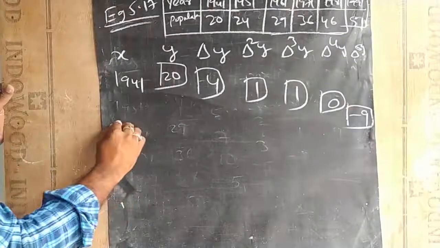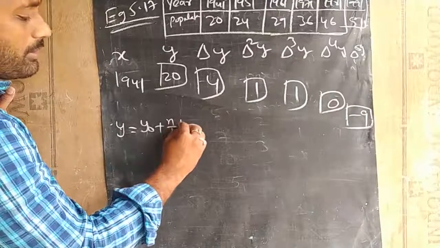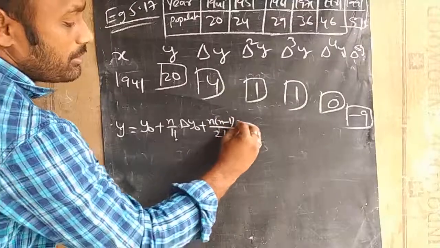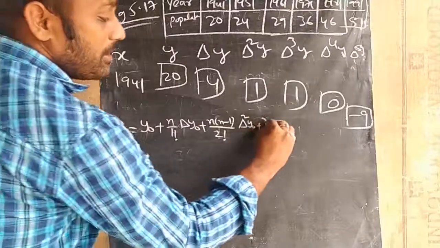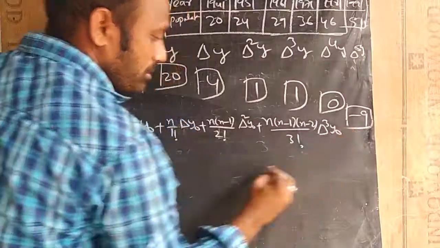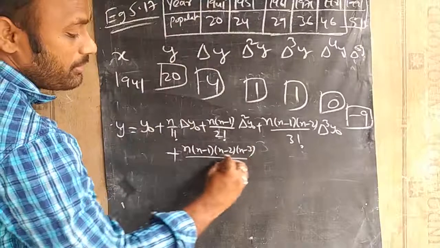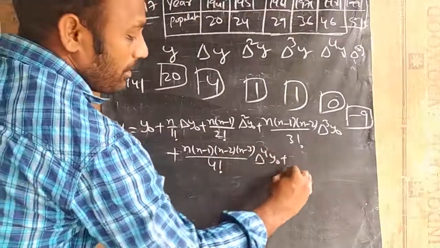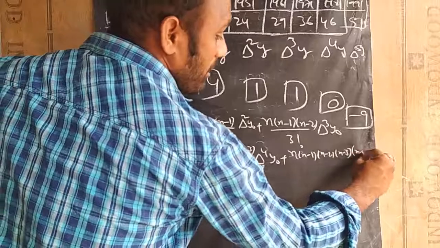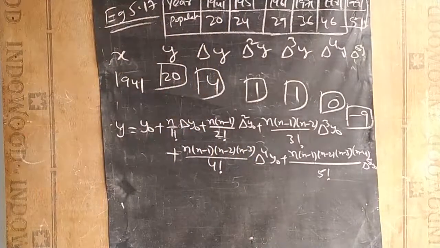Now let us write the formula. So the formula is y is equal to y naught plus n by 1 factorial into delta y naught, plus n into n minus 1 by 2 factorial into delta square y naught, plus n into n minus 1 into n minus 2 by 3 factorial into delta cube y naught, plus n into n minus 1 into n minus 2 into n minus 3 by 4 factorial into delta power 4 y naught, plus n into n minus 1 into n minus 2 into n minus 3 into n minus 4 by 5 factorial into delta power 5 y naught. So let us substitute the values.